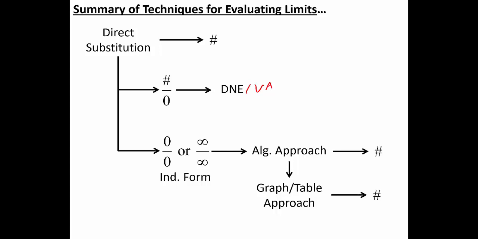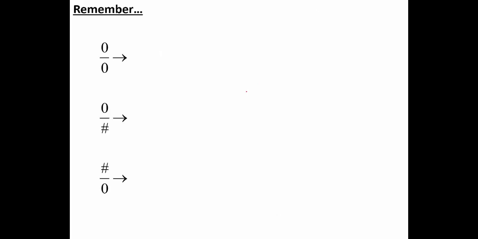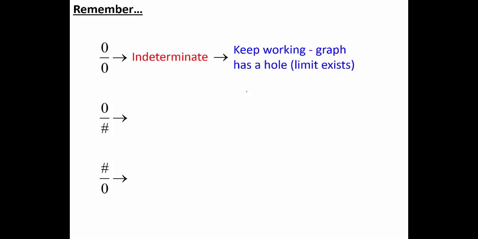Always start with direct substitution. You'll either get an answer or you won't. If you get an indeterminate form, then keep moving forward. And one more time, if you don't have this in your notes 14 times already this year, let's go ahead and put it in there a 15th time. 0 over 0 is indeterminate. 0 over 0, I have no idea what the answer is, but I do know that the limit exists. Keep working to figure out where it is.